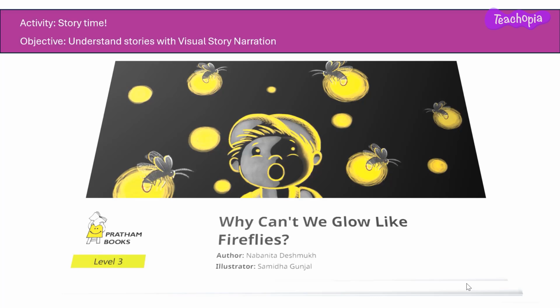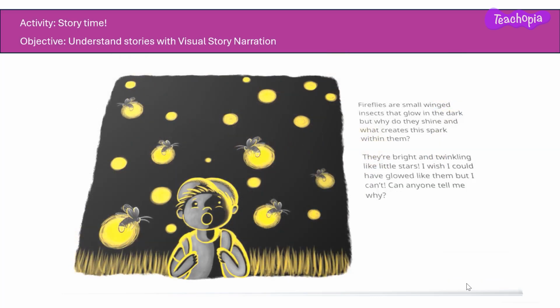Why can't we glow like fireflies? Fireflies are small winged insects that glow in the dark. But why do they shine and what creates the spark within them? They are bright and twinkling like little stars. I wish I could have glowed like them, but I can't. Can anyone tell me why?